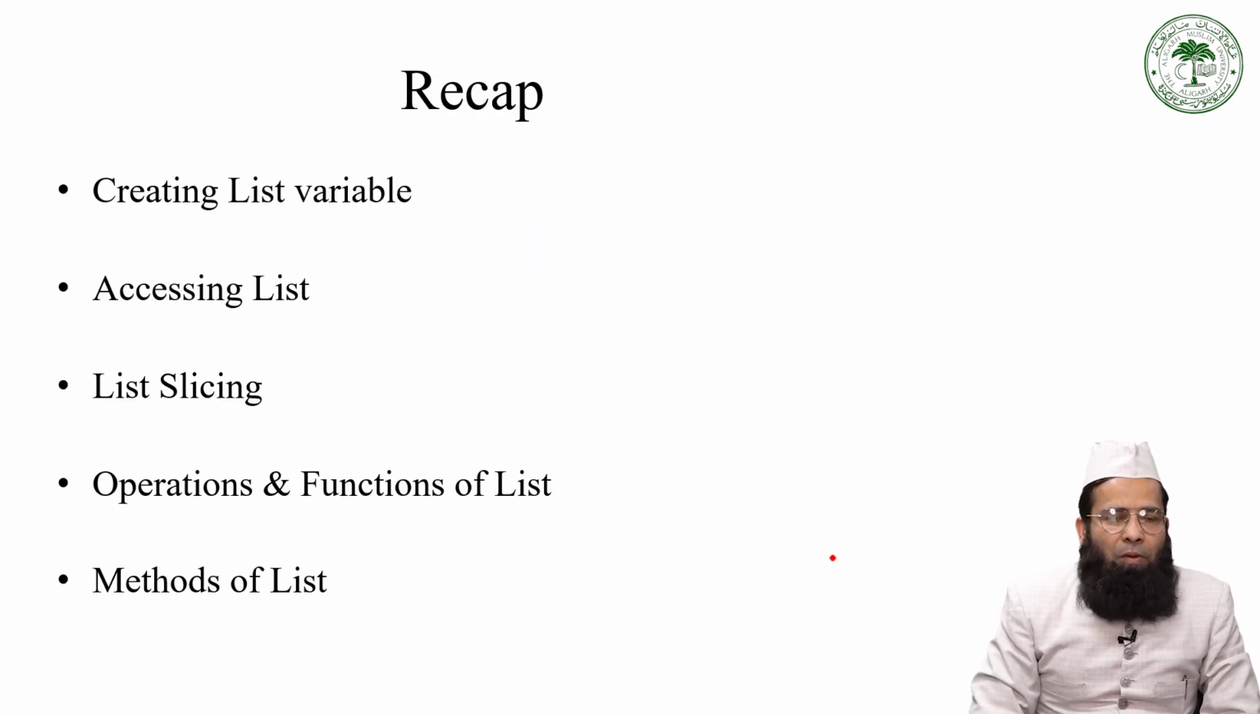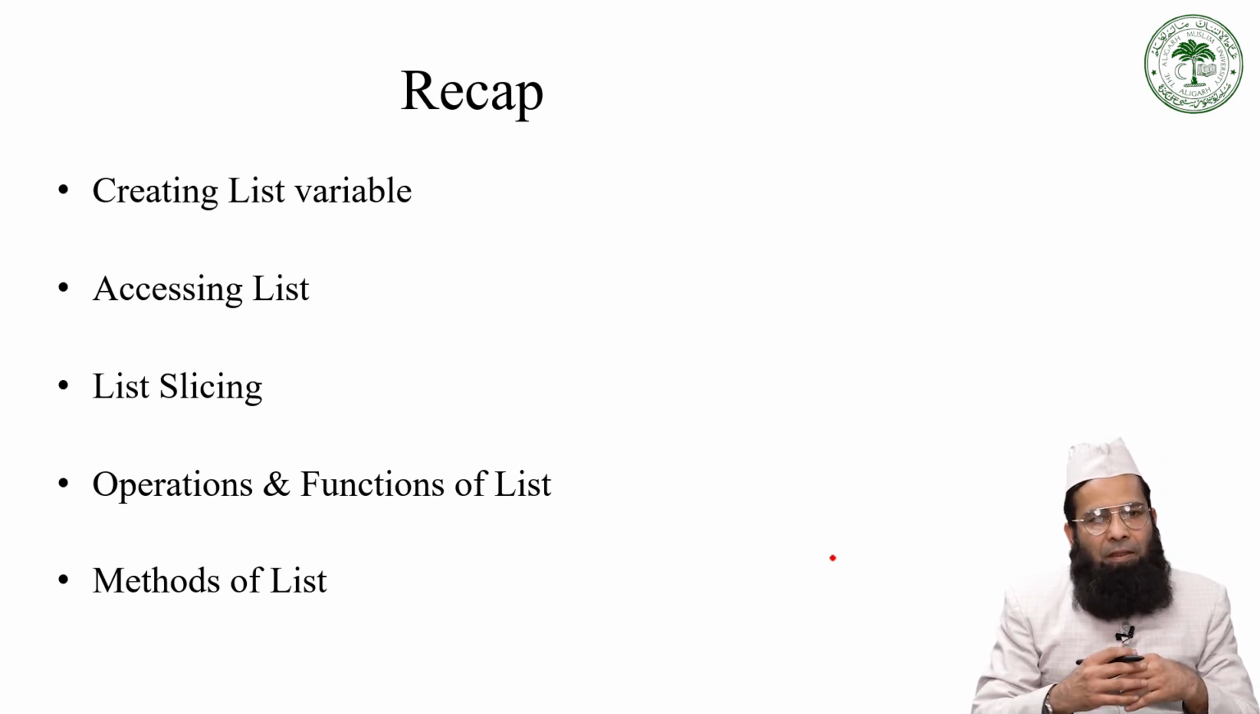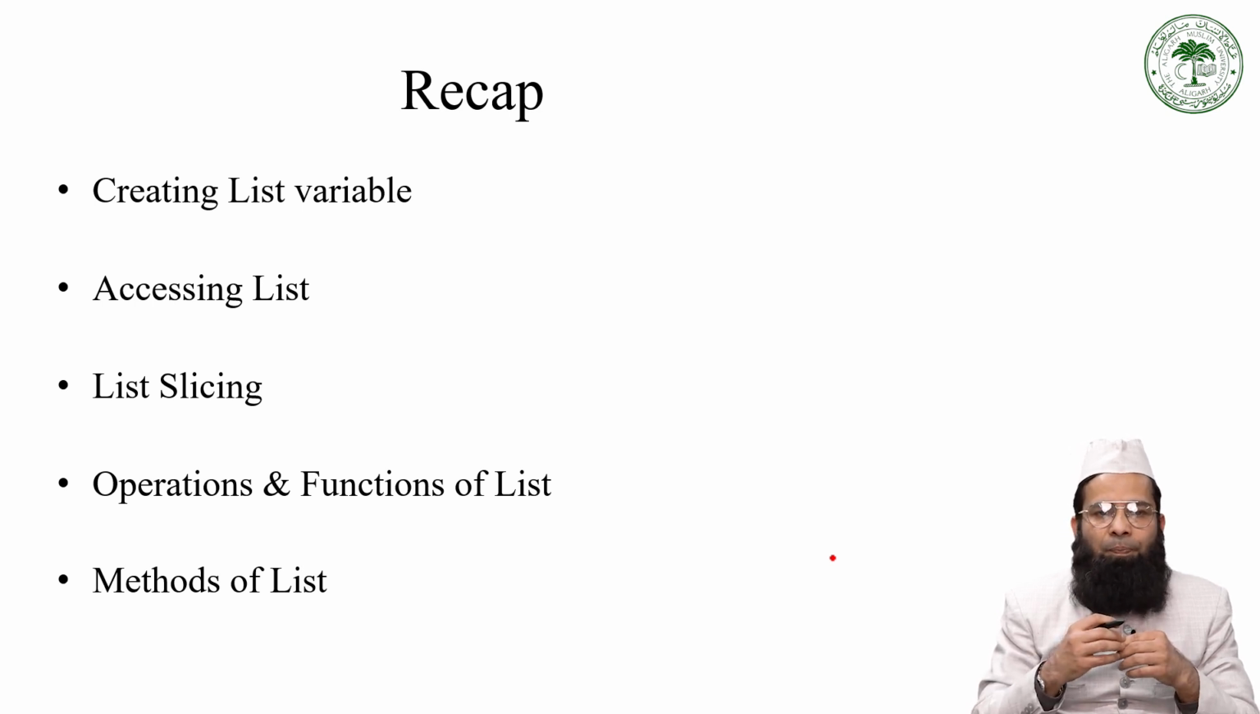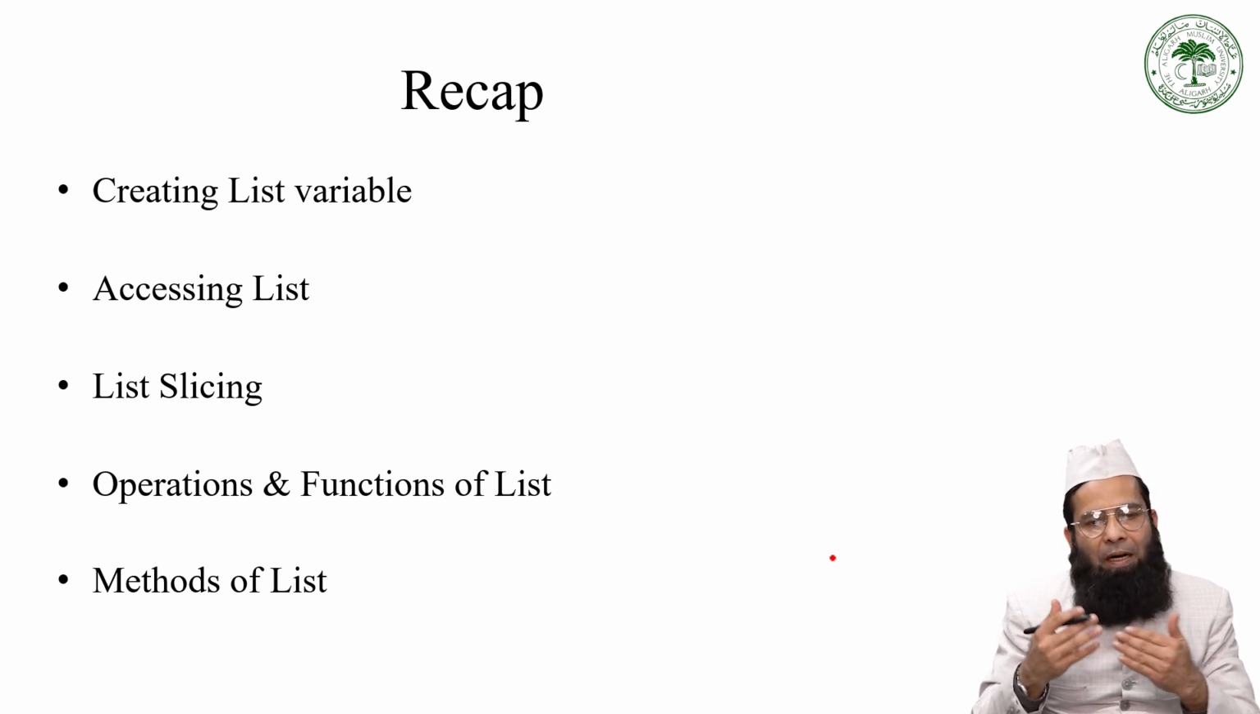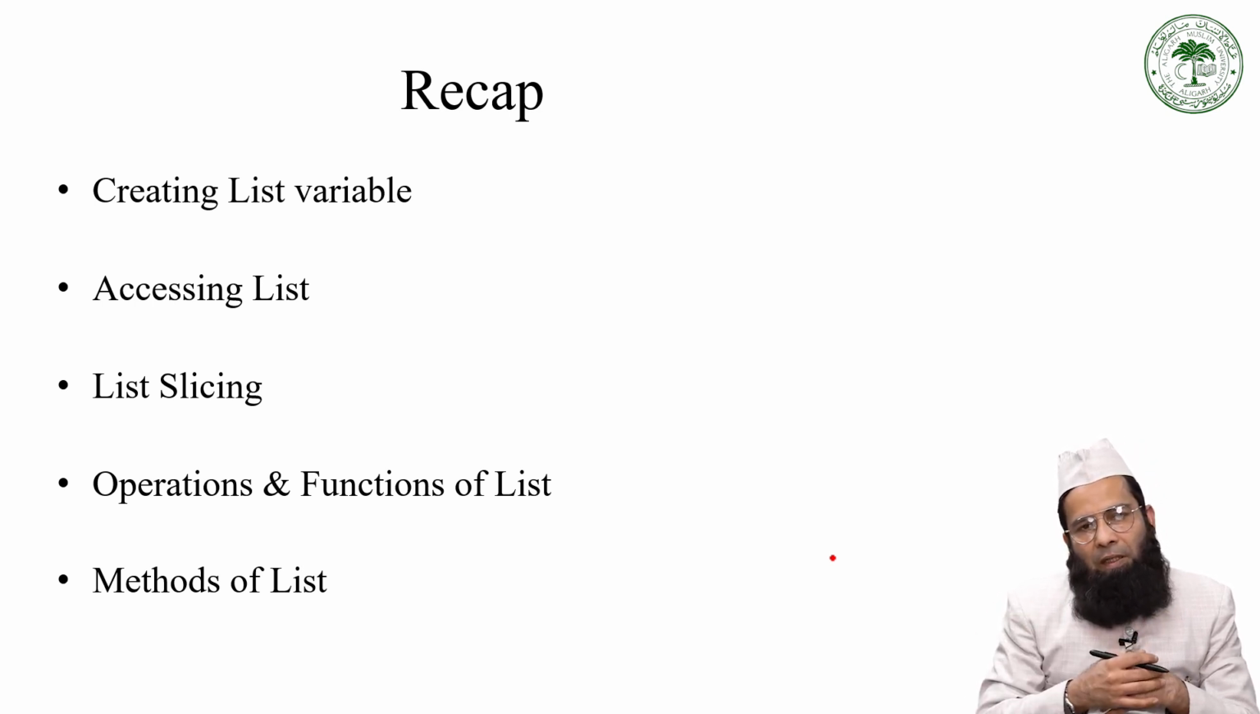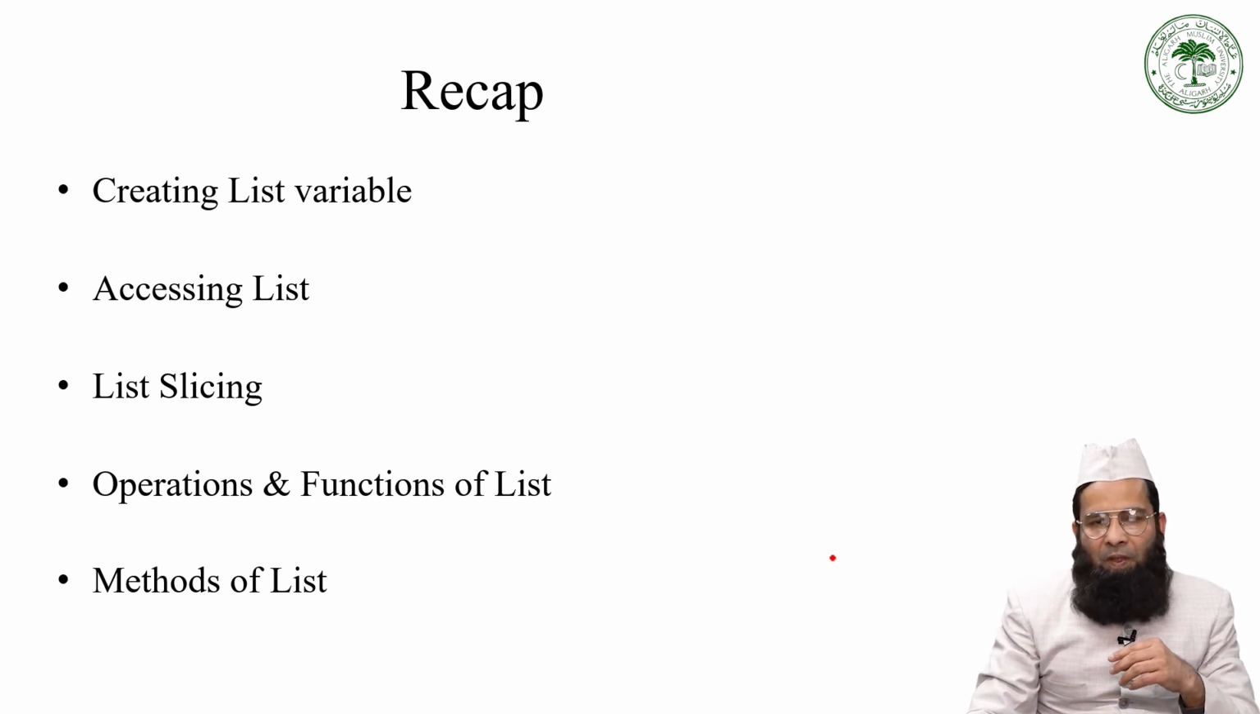So, as of now, we had discussed creating a list variable, accessing list, and one operation, list slicing. Then we discussed operations and functions of list, and then methods of list. So, we have already seen these concepts related to list in the last lecture.